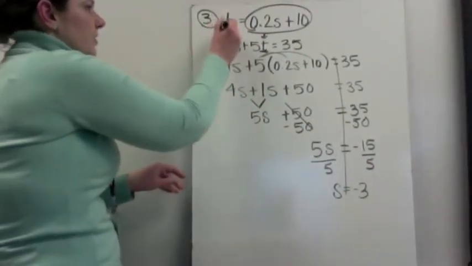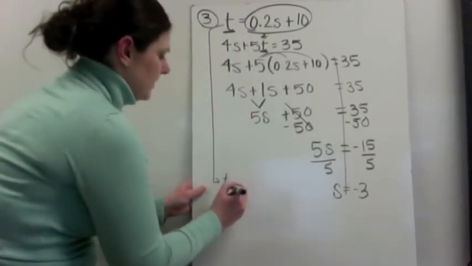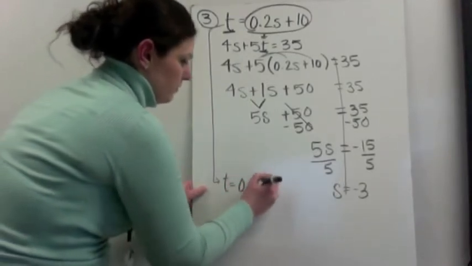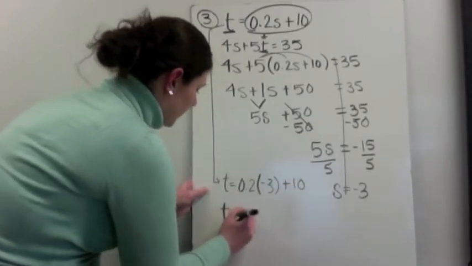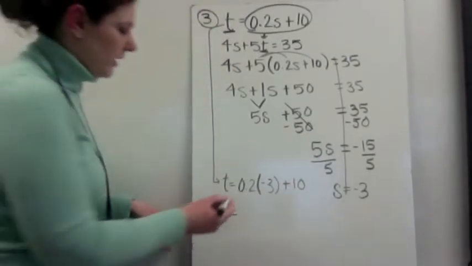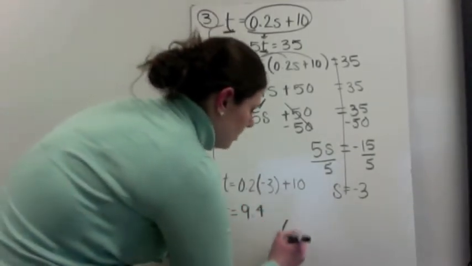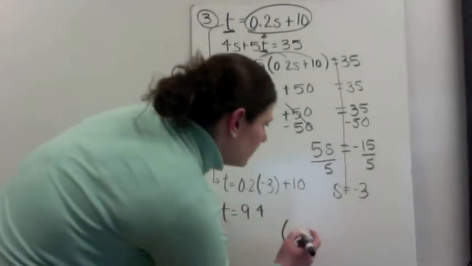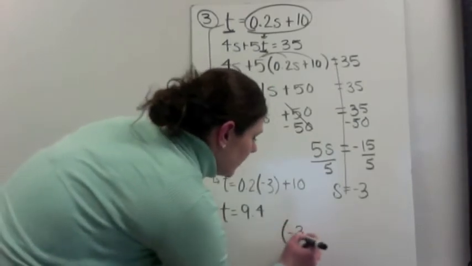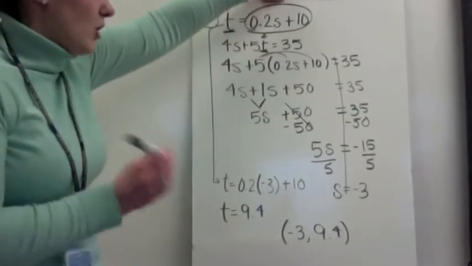Again, I'm going to pick this first equation because it already has a t by itself. So when I substitute, my solving will be really easy. t equals 0.2 times negative 3 plus 10. Again, plug right in my calculator. I know that t equals 9.4. Putting my points in alphabetical order, st, so negative 3, 9.4 is my solution.